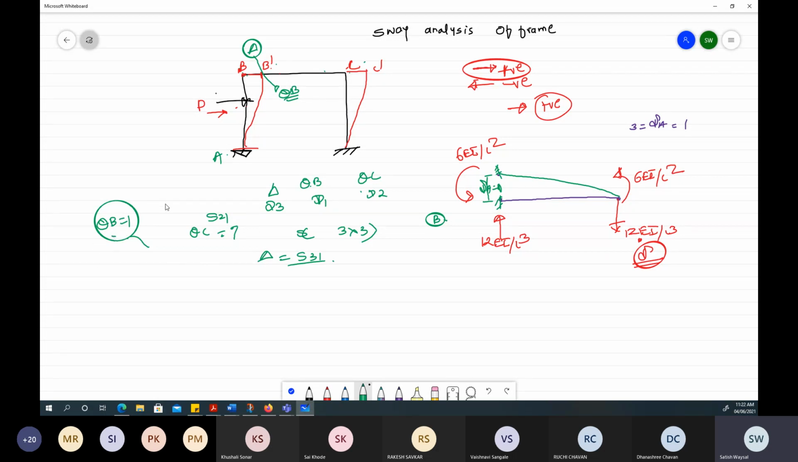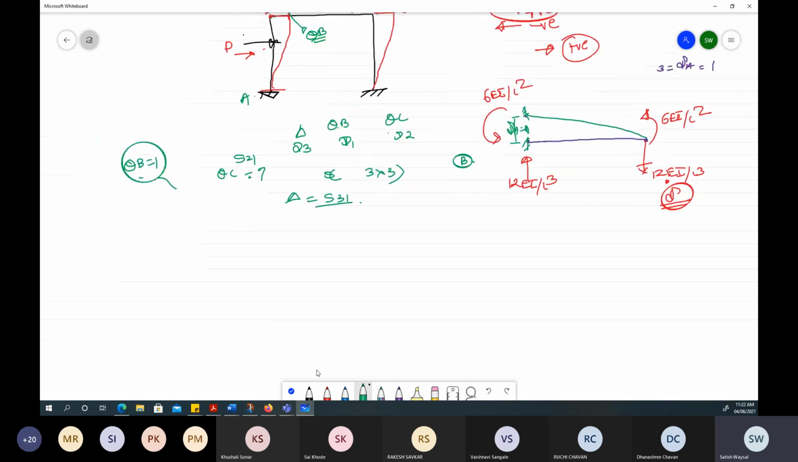See, theta B equal to 1 means the rotation; for now we will consider only this member. If you draw an FBD for that member, there is the column A to B, and another member B to C. And if you remember what we drew yesterday, if we have to consider theta B equal to 1, I will need an anti-clockwise rotation.